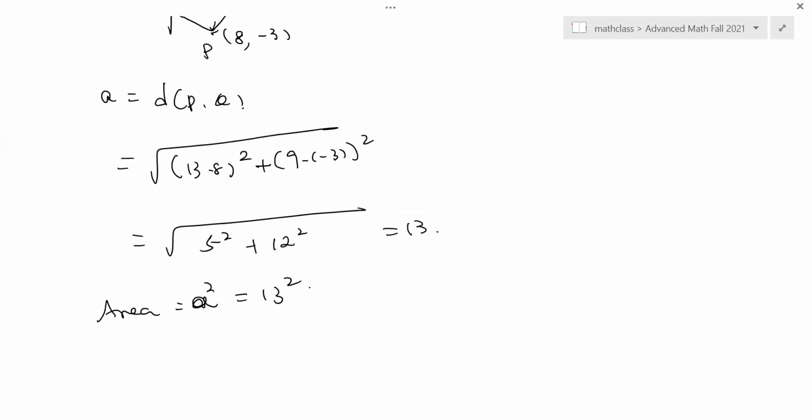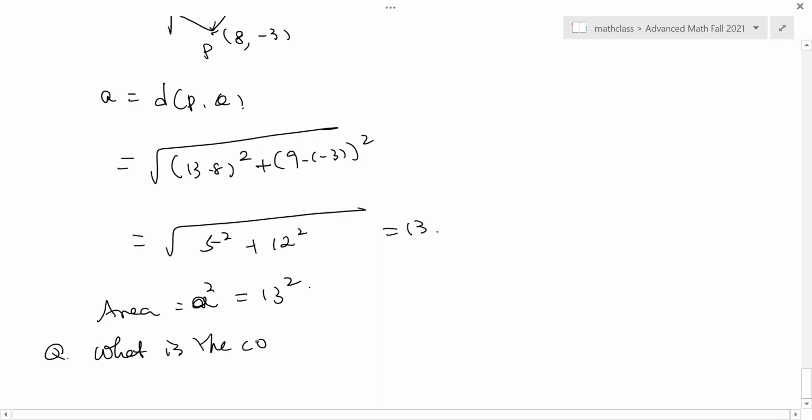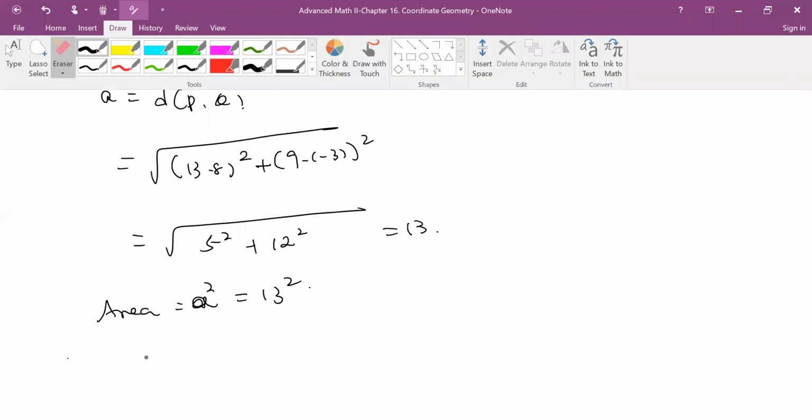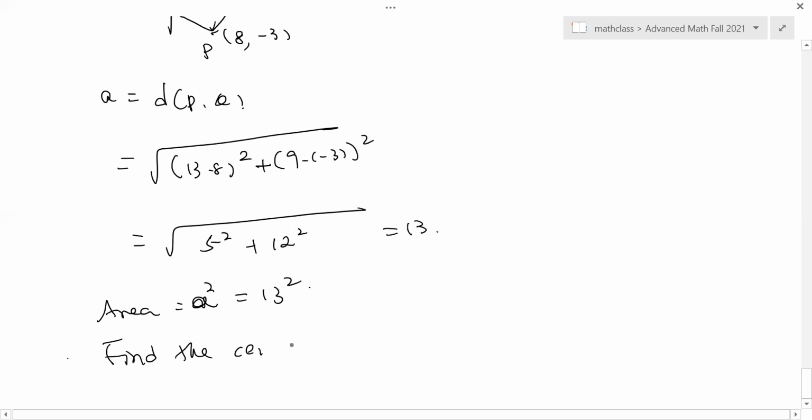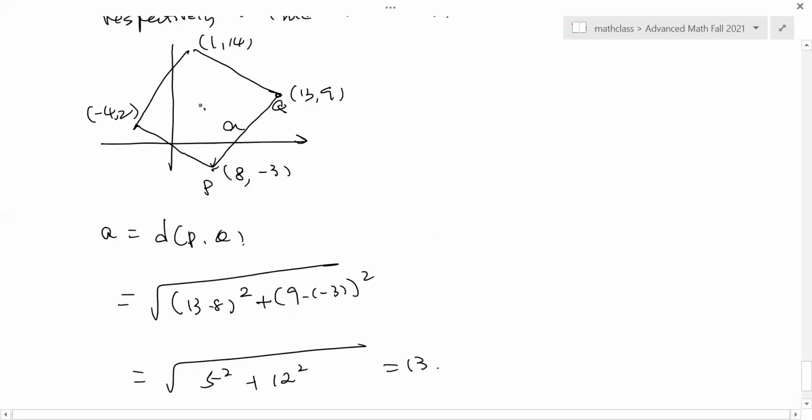Okay. Now my question is, what is the coordinate? Where's the center of the square? Find the center of the square. Find the coordinates. Find the center of the square. Okay. So let's go back to the picture. Where's the center? Center is somewhere here. This is the center of the square. Can you find it? Let me know, please. You have to give me the coordinates.